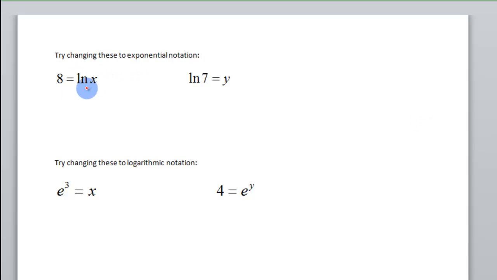Okay, so this one, remember this is base e. So I can even write a little e in there. E is the base raised to what logs produce, equal to that. E to the 8th equals x. Remember that e is just that 2.718. Okay, here, e, what do they produce? Well, it's on the right side this time. E to the y equals 7.